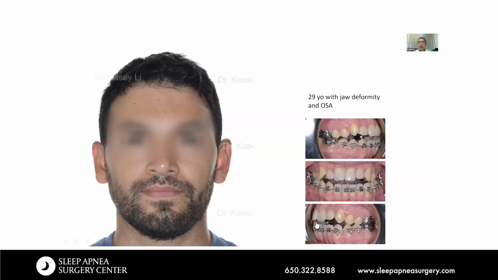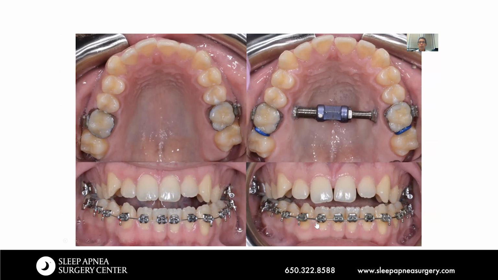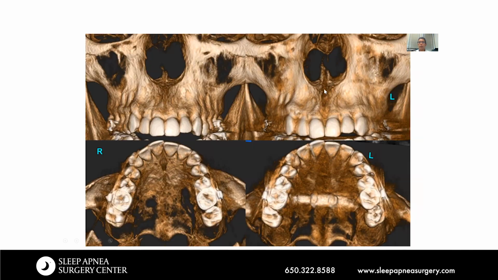Skeletal deformity and sleep apnea. Getting older, you can see he was expanded skeletally, no change in the teeth position, all bone expansion. You can see the changes. You can see the bone is already filling in, maturing, ossifying. This was not even 6 months after the expansion.